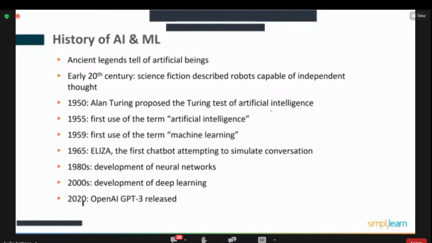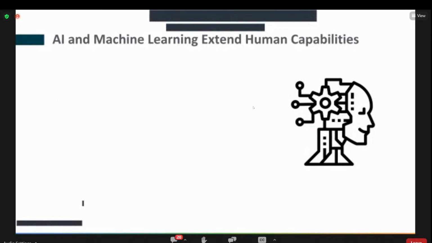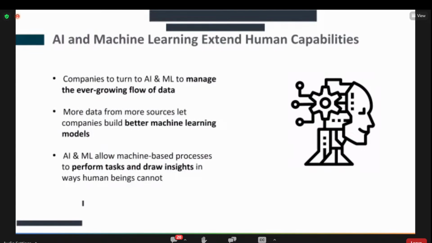So let's move on and talk about the importance of AI and machine learning. AI and machine learning extend human capabilities. People popularly say, well, is AI going to replace me at work, or is it going to do my job? And the notion is that throughout history, people have turned to technology to extend their capabilities.